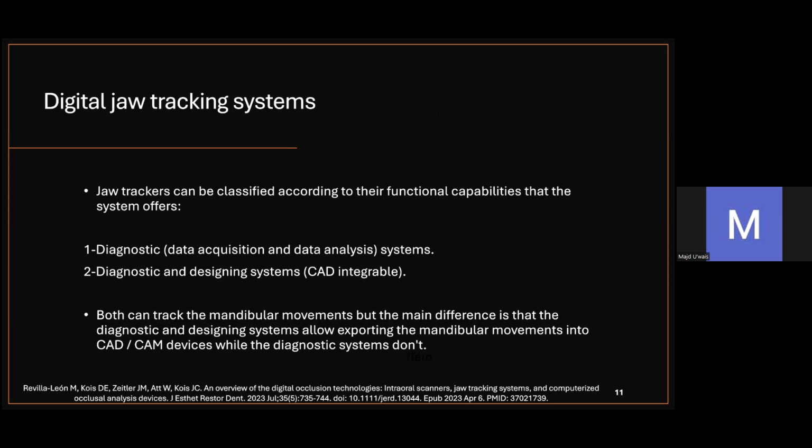Second topic: digital jaw tracking systems. Jaw trackers can be classified according to the functional capabilities that the system offers. The first type is the diagnostic system, which is only for data acquisition and data analysis. The second type is the diagnostic and designing system, which means it's integrable with CAD software. Both can track the mandibular movements, but the main difference is that the diagnostic and designing system allows exporting the mandibular movements into CAD/CAM devices, while the diagnostic systems do not.